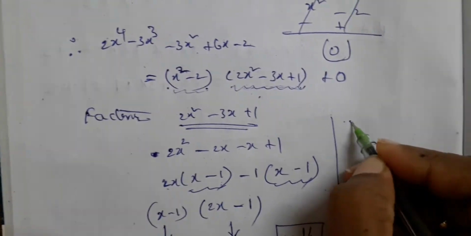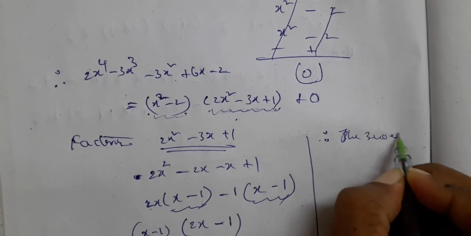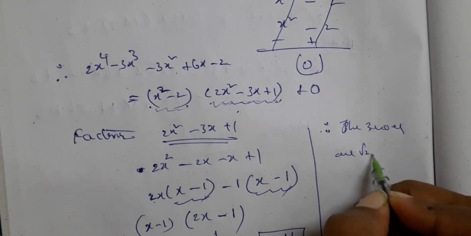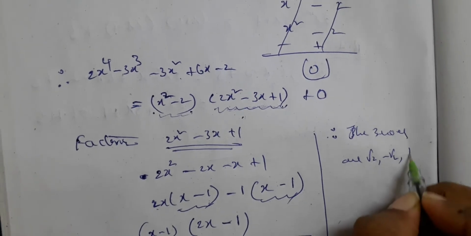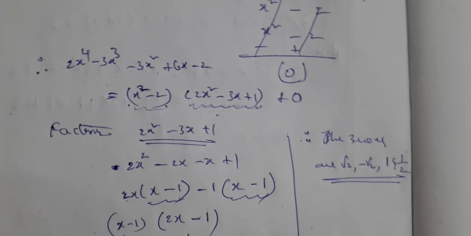So now finally I have to write the conclusion. Therefore, the zeros are root 2, minus root 2, 1 and 1 by 2. So we have got all 4 zeros.